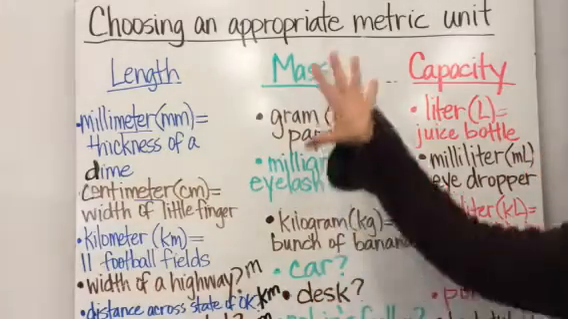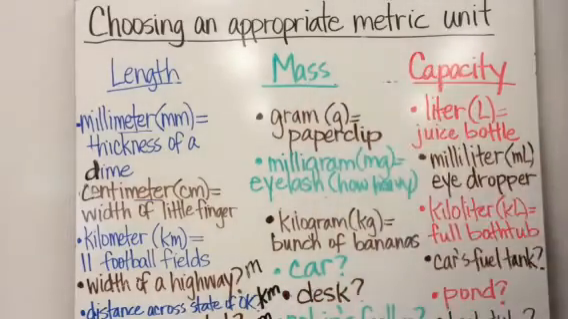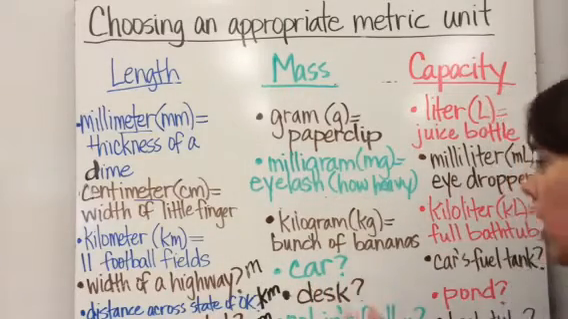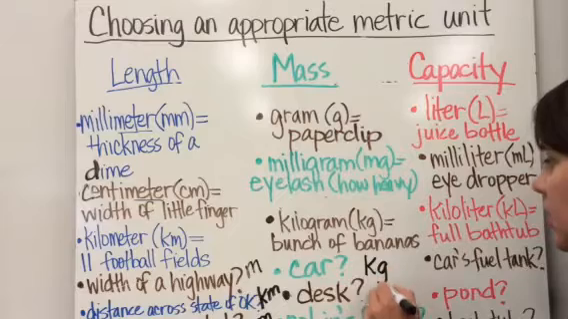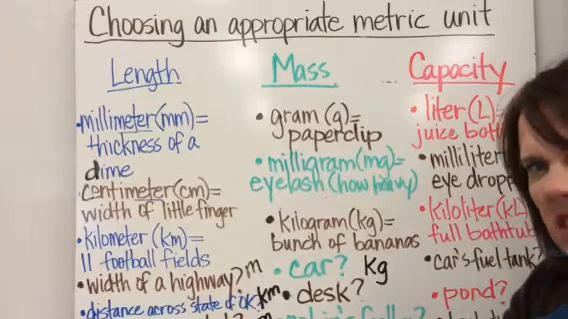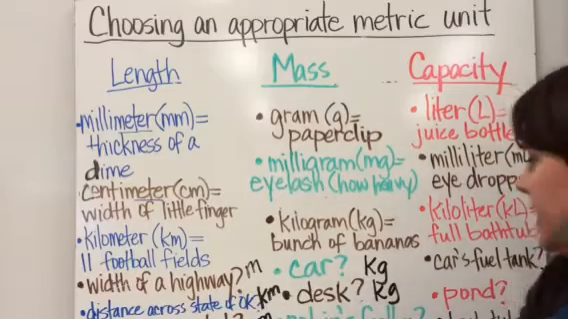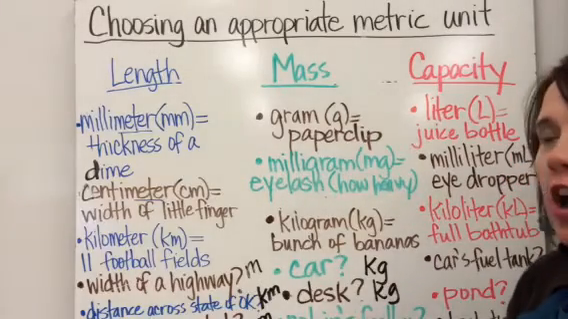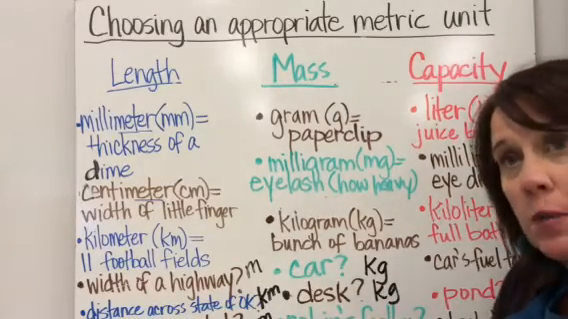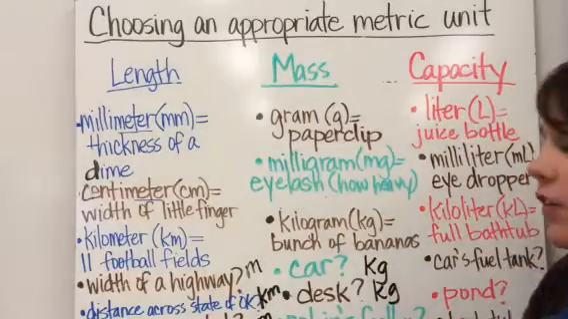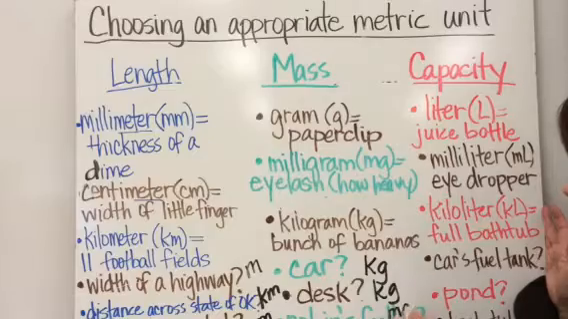So if I were determining the most appropriate metric unit to measure the weight of a car, what would I use? Kilograms. The weight of a desk, probably kilograms as well. A school desk. And how about the feather of a robin, which is a really pretty small bird? One of a robin's feathers. I would say it's very, very light, a milligram.